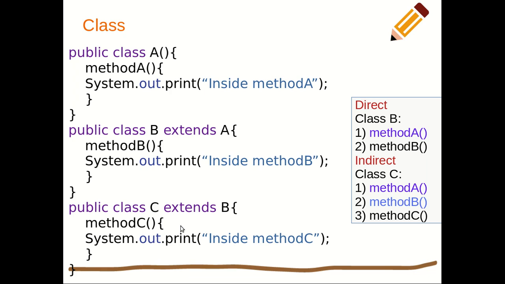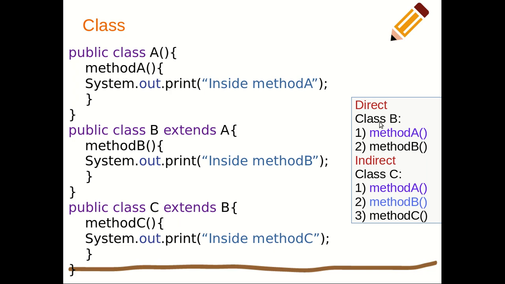However, we still have what we refer to as indirect inheritance, because now class C has method A, method B, and method C. Now remember, method A is not part of class B. Class B has inherited method A from class A, and therefore, if we inherit from class B and have method A in class C, that implies that method A has been indirectly inherited by class C.